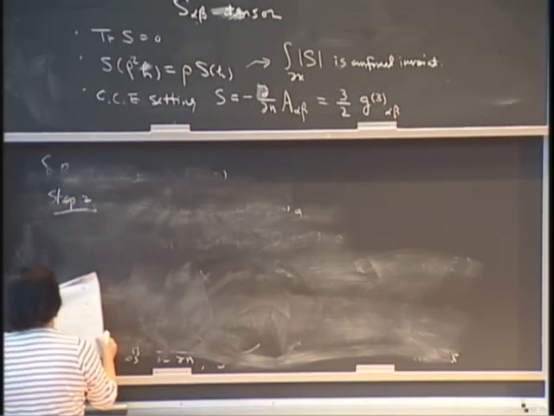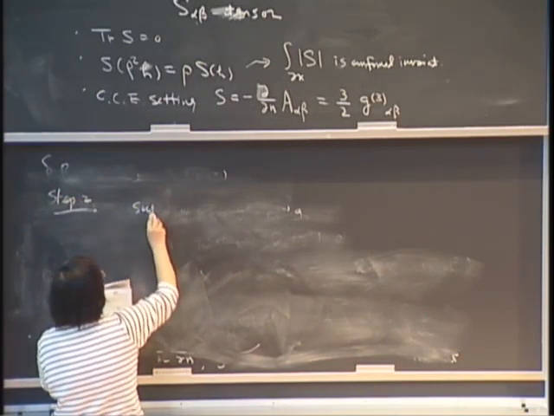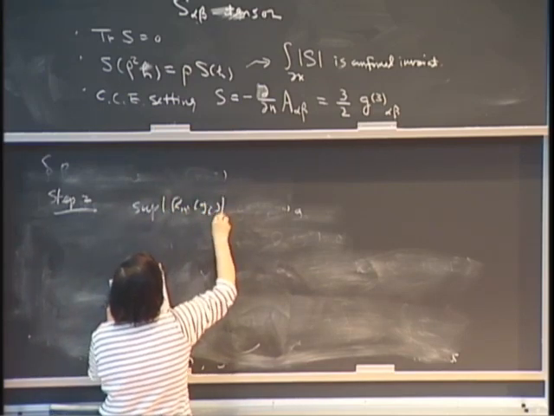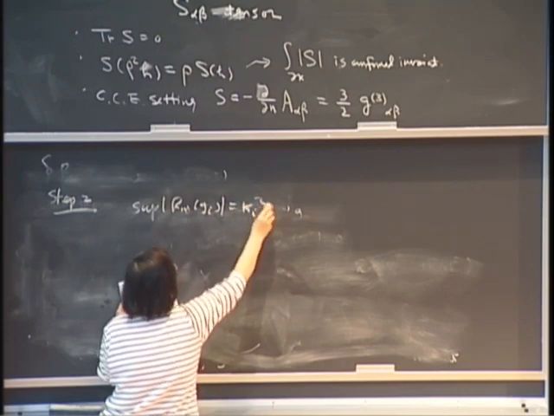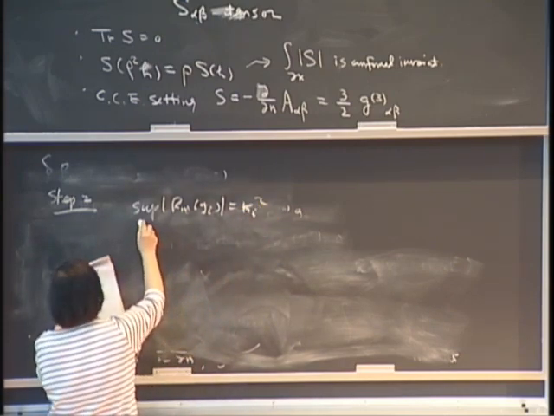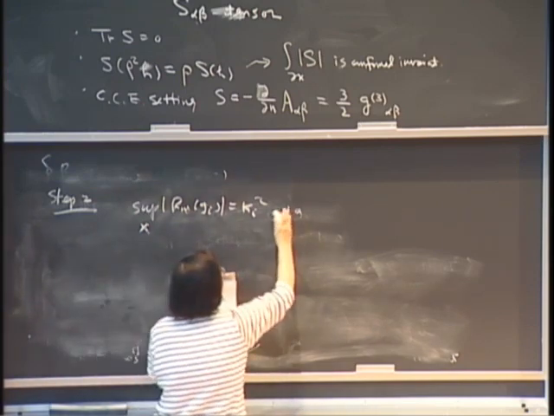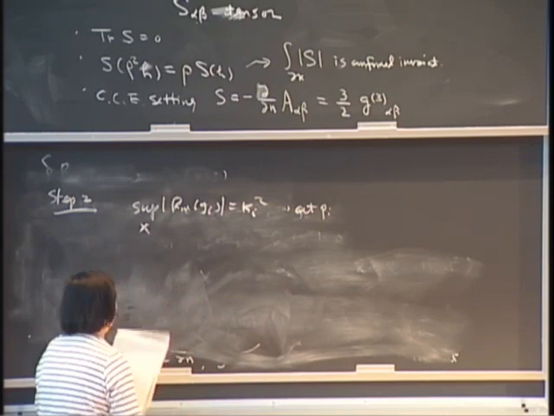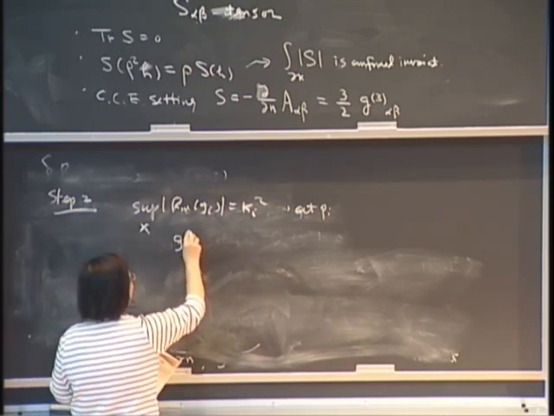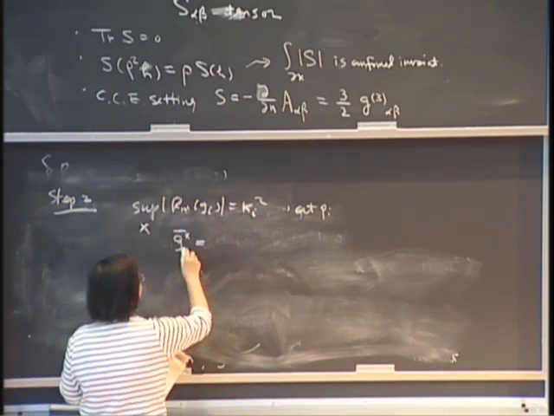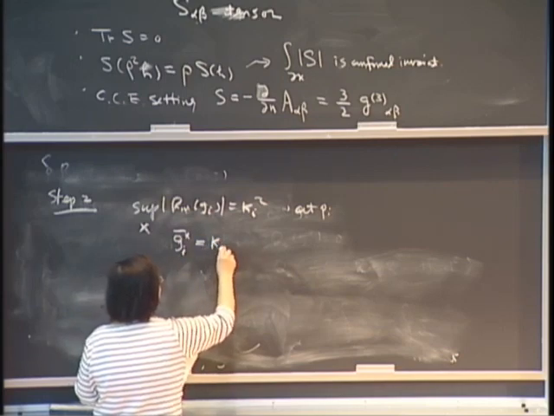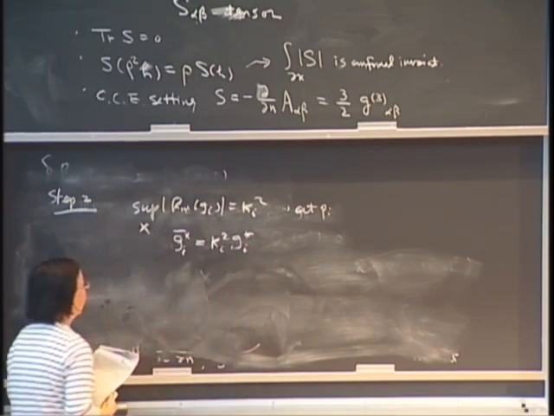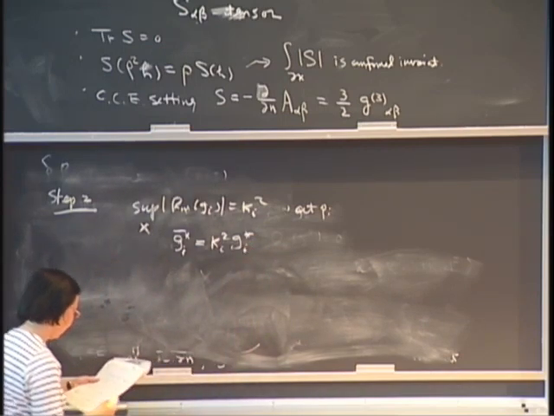Suppose the sup of this Rm of this G_i is equal to K_i squared, and the maximum happens at P_i. You begin to blow up at P_i, and then you consider this G star, which is equal to the blow-up sequence. Okay, it's the blow-up sequence. And then it tends to a limit.